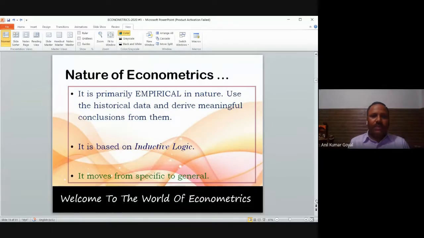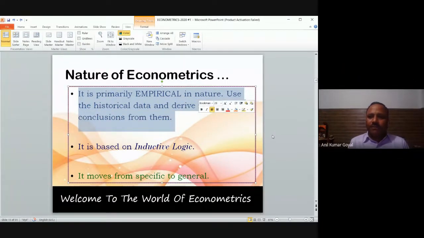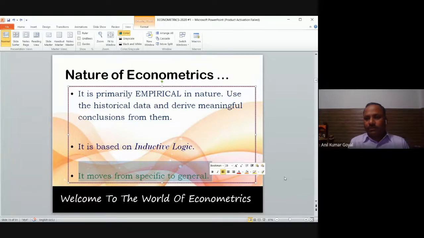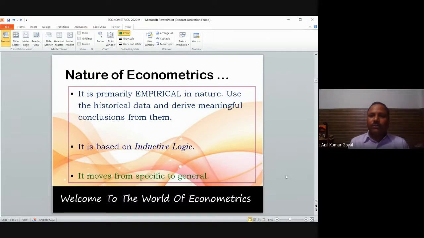The nature of econometrics is primarily empirical. We use historical data and derive meaningful conclusions out of that. So on the basis of past data, we try to draw some meaningful conclusions for the future. It is based on inductive logic, meaning on past data. It moves from specific to general. So theories are specific, and using econometrics, we try to generalize them. From specific to general, we use this.